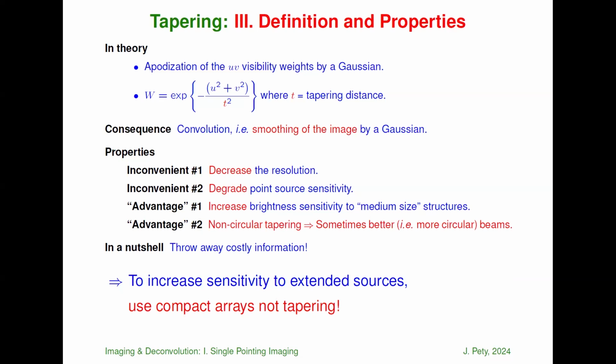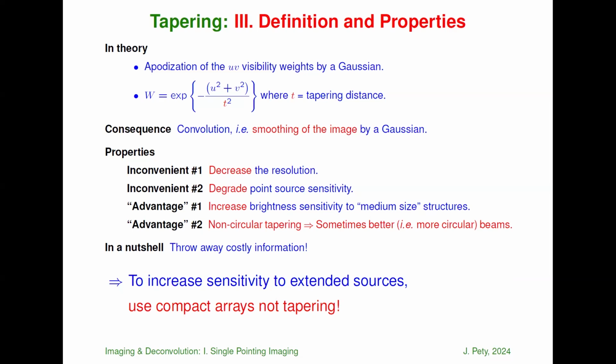Another reason why you could do tapering is that sometimes your synthesized beam, the resolution you have, is elongated, and by doing a tapering in the right directions, you can round your beam. It can be done, but it's not the easiest way to do it.